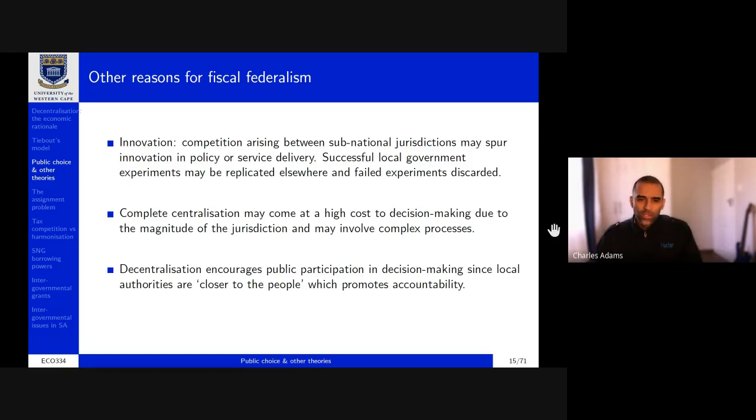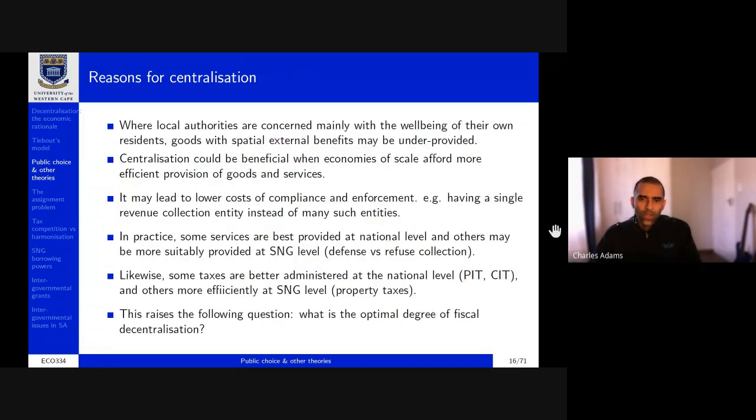Okay, then decentralization encourages public participation in decision making, since local authorities are closer to the people. Again, suggesting this idea of accountability as a result of closing the gap between the citizens being served and the politicians, the government officials doing the serving. Okay. So we've suggested a whole bunch of reasons for why we observe subnational governments, why it's potentially efficient, why it potentially promotes allocative efficiency in the provision of public goods and services.